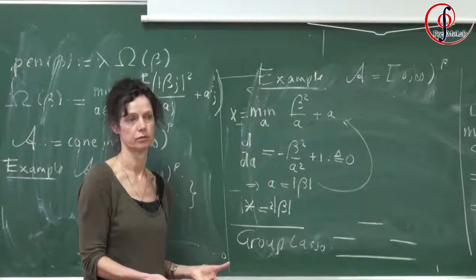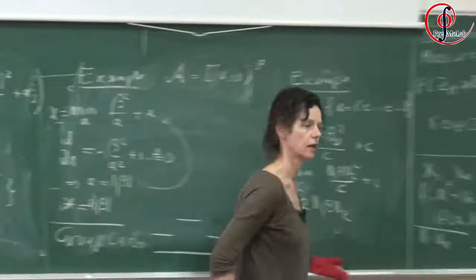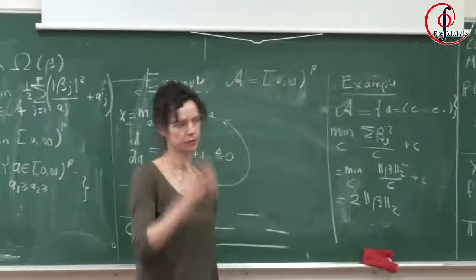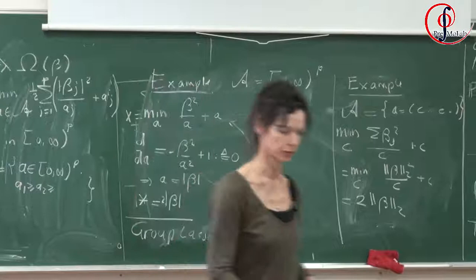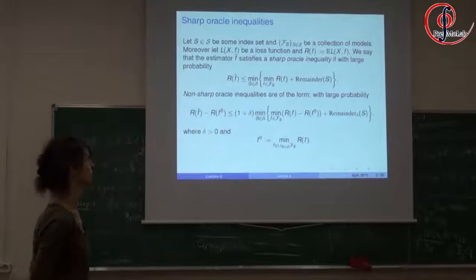So the problem is inconsistency? No, it's just efficiency loss. Efficiency loss. And it could be, in bad cases, inconsistency. So I'll give you just the result. What I'll show on the slides is a sharp oracle inequality. Maybe it's good again to recall what that is.